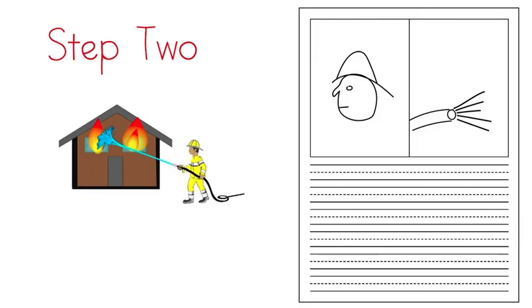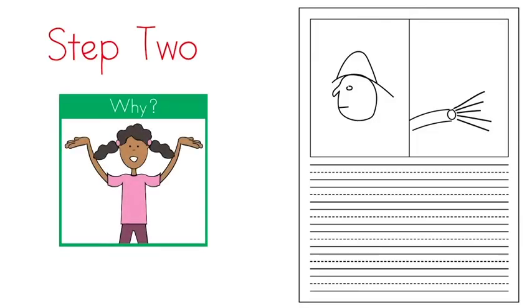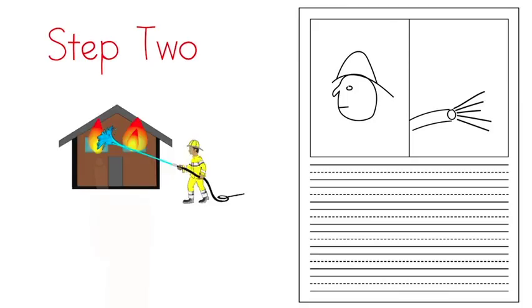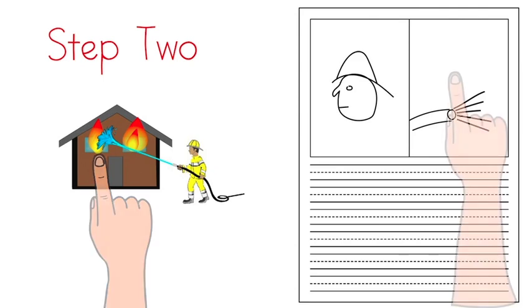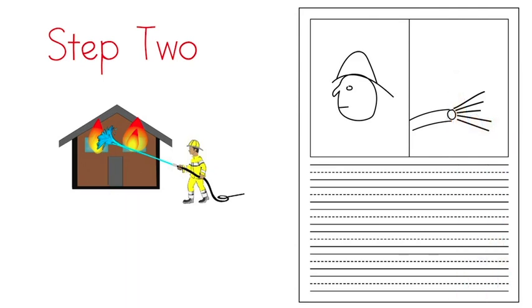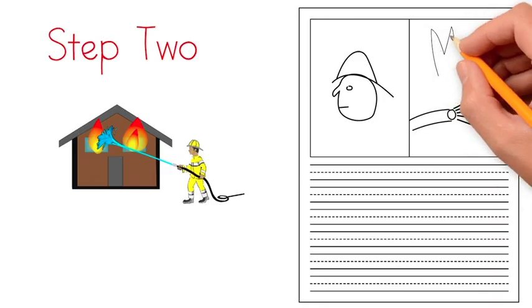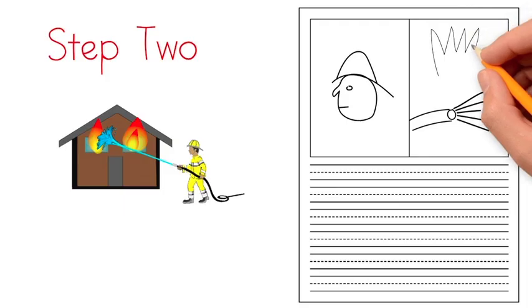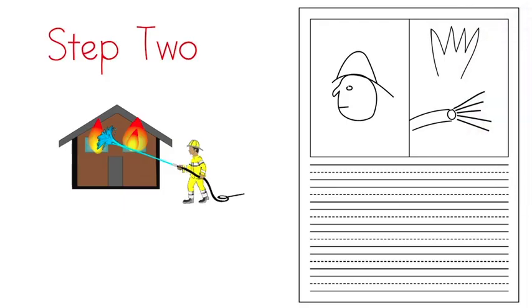Finally, we will ask the why question about our idea. Why did the firefighter spray water from his hose? To put out the fire. The firefighter sprayed water from his hose to put out the fire. Go to the planning page. In the right box, draw a quick sketch of a fire. That was easy. Good job.